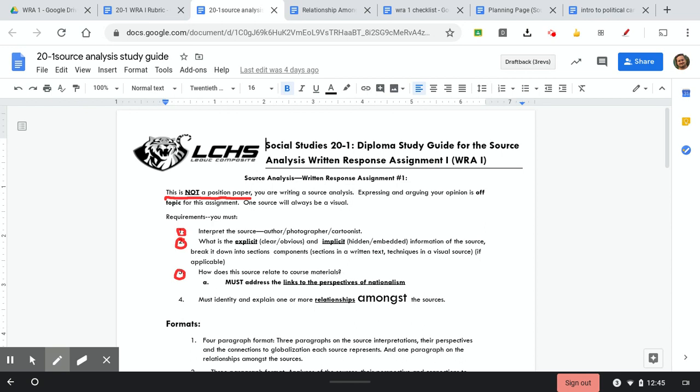Number 1, number 2, number 3, these 3 things we just looked at. You do this for paragraph 1, paragraph 2, paragraph 3. So you're doing that for each source. Number 4, this is that 4th paragraph. Here you're identifying and explaining one or more relationships amongst the sources.